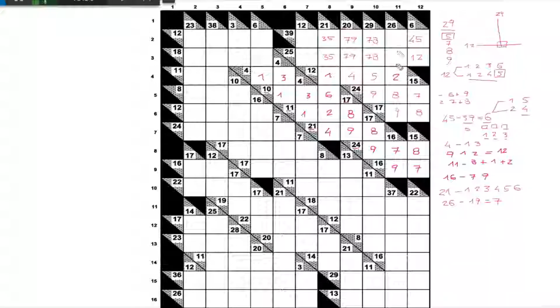Here has to be 2 numbers to produce number 7. Generally, there are 3 combinations for making number 7. First combination will be, for example, 2 plus 5. Second combination will be 3 plus 4. And third combination will be 1 plus 6.